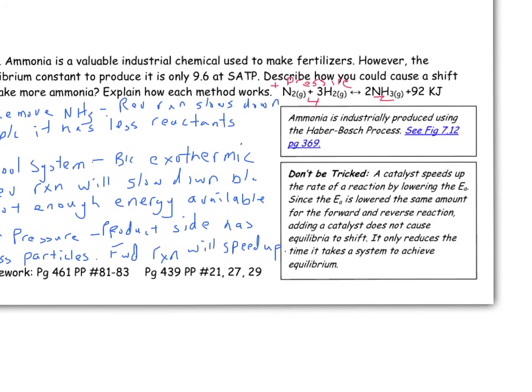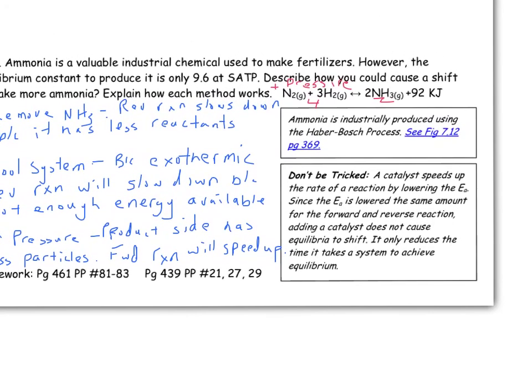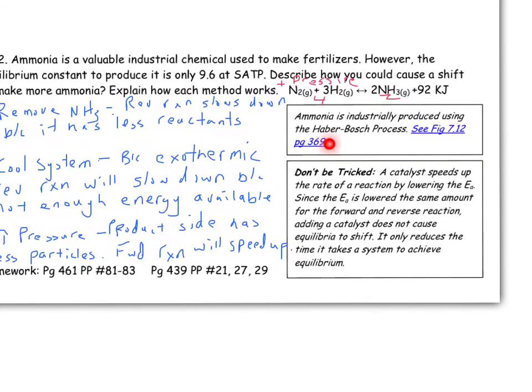Have a look in your textbook on page 396. This is how ammonia is industrially produced. It's done by using what's known as the Haber-Bosch process and uses many of the Le Chatelier shifts we've discussed in the notes. Now, some students often ask, well, can we just add a catalyst to speed up the reaction and make what we want?